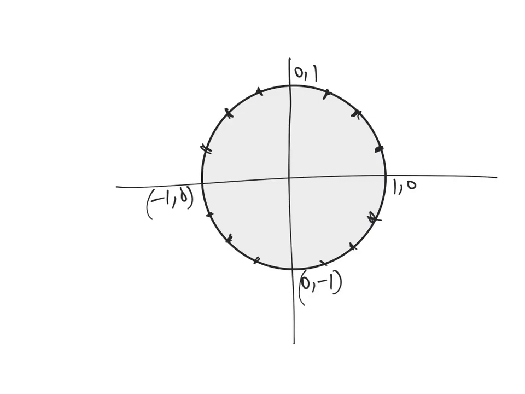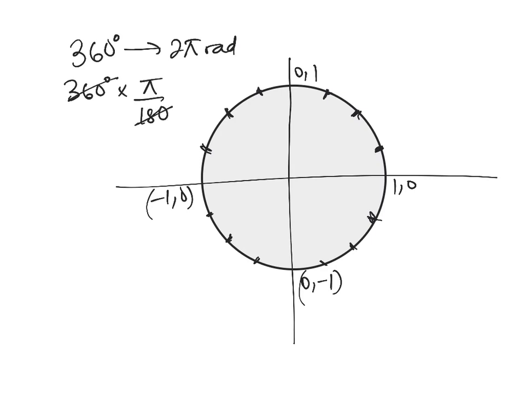Let's talk about the unit circle, radians, and degrees in this video. First of all, when you think of 360 degrees, that's a full circle. The conversion for that will equal 2 pi radians. Now, if you wanted to know how to convert from 360 degrees to radians, think of it this way: 360 times pi over 180. 180 goes into 360 two times, so the answer is 2 pi.